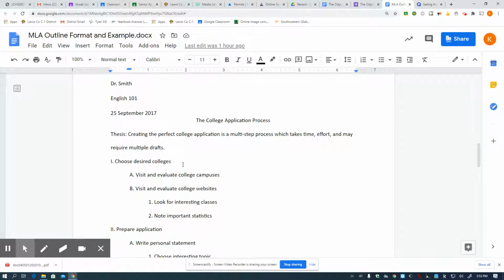So let's head back up here to Roman numeral 1. Choose desired colleges. So how do you do that? Well, according to this outline, it can be broken into some subtopics. Notice how we start with the capital letter A. We need to visit and evaluate college campuses. The second main thing is visit and evaluate college websites.